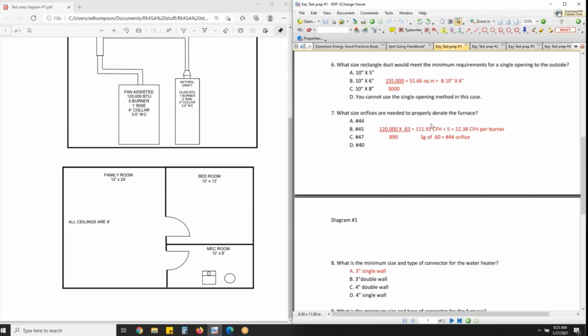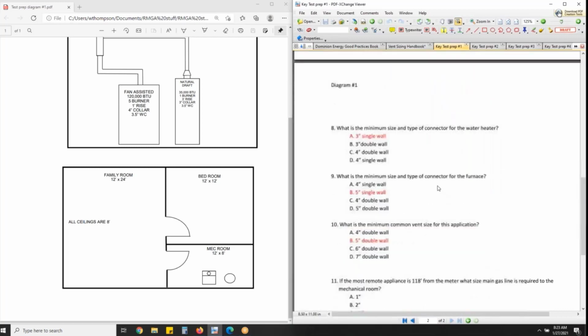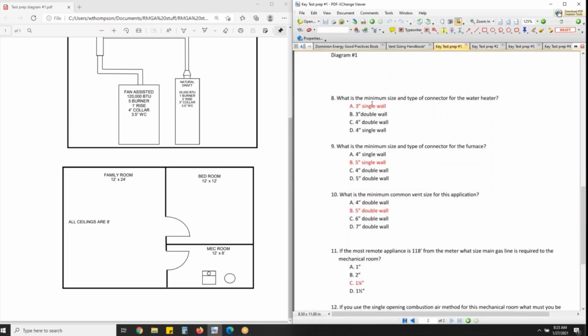Number 7. What size orifices are needed to properly derate this furnace? Did everyone come up with a number 44 orifice? Okay, good. Look at you guys. Okay, remember this thing, minimum. So what is the minimum size and type of connector for the water heater? Everyone get 3-inch single wall? See everyone nodding yes.